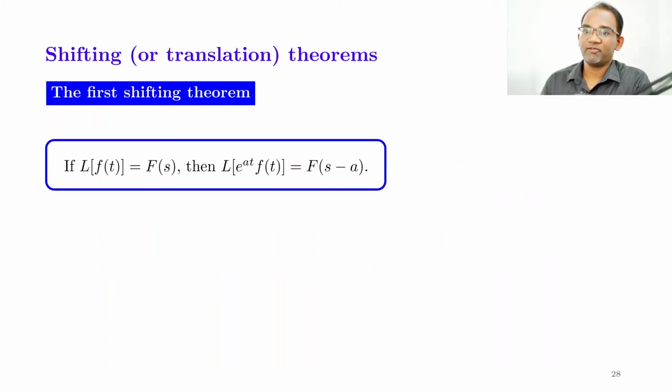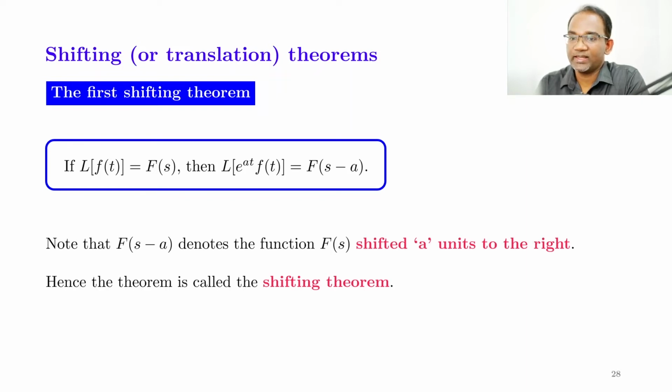The first one is the first shifting theorem, according to which if L of f(t) equals F(s), that is, the Laplace transform of a function f(t) is denoted by F(s), then the Laplace transform of e power at multiplied by f(t) is nothing but F(s minus a). Note that here F(s minus a) denotes the function F(s) which is shifted a units to the right, and hence this theorem is known as the shifting theorem.